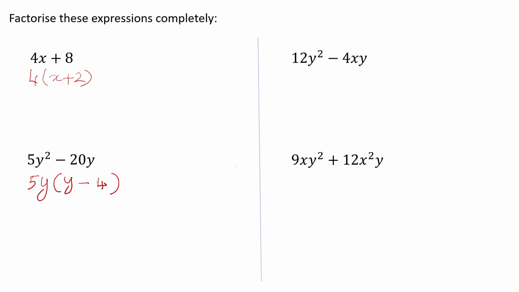12y squared minus 4xy. 12 and 4, the most common factor is 4. Then first term y squared, second term x and y, so the common factor is y. Now inside the bracket, 4 times 3, 12. So 3. Here y squared, so 3y. Take away x. If you expand this bracket, 4y times 3y, 12y squared, minus 4xy.